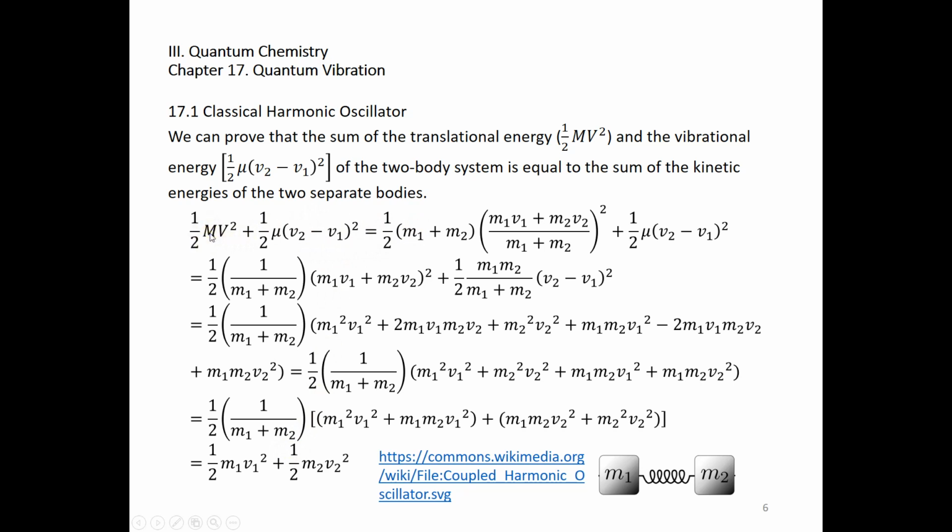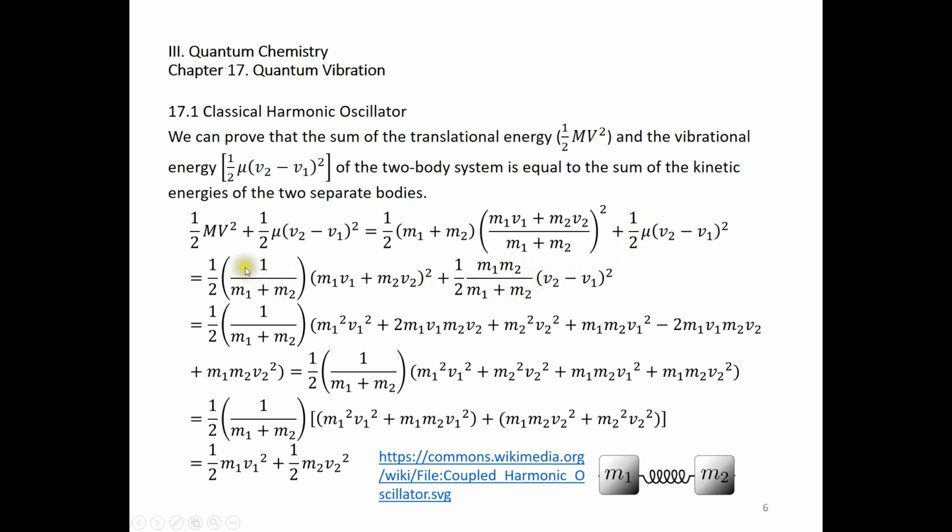First, we replace the uppercase M with m1 plus m2. V is m1 v1 plus m2 v2 over m1 plus m2. So we have this expression, and we have the vibration energy. What we're going to do is try to simplify the expressions. For example, we have (m1 plus m2) squared on the bottom, so we clean up a little bit. We get this expression on the left. Mu is m1 m2 over m1 plus m2. We have that on the right.